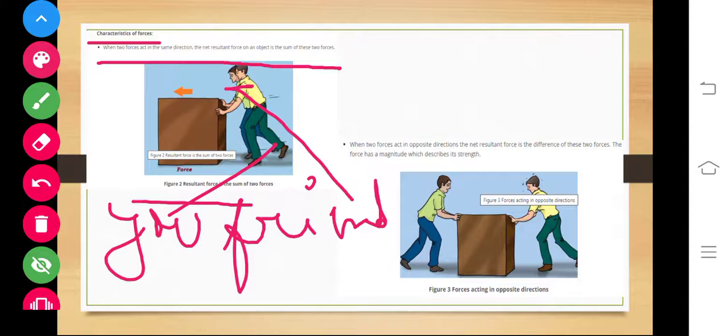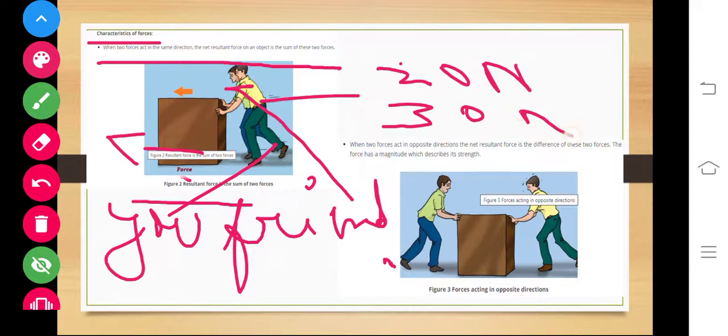Which side will the object move? It will move this side, as I showed in the arrow. But on the other hand, what happens? For example, you are applying 20 N of force and your friend is applying 30 N of force. So what will happen?